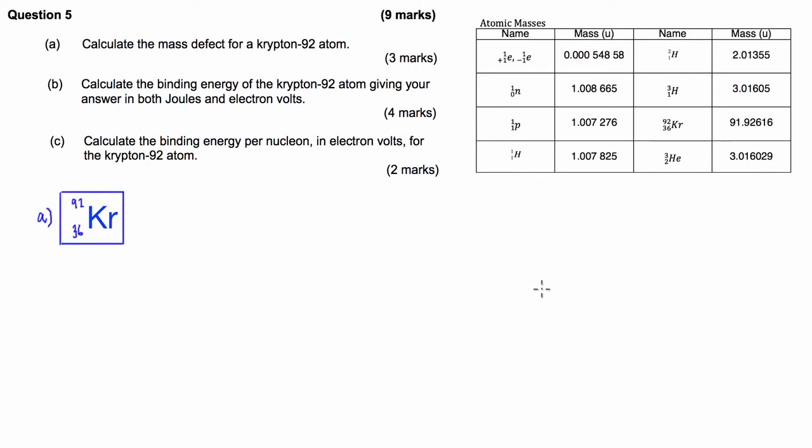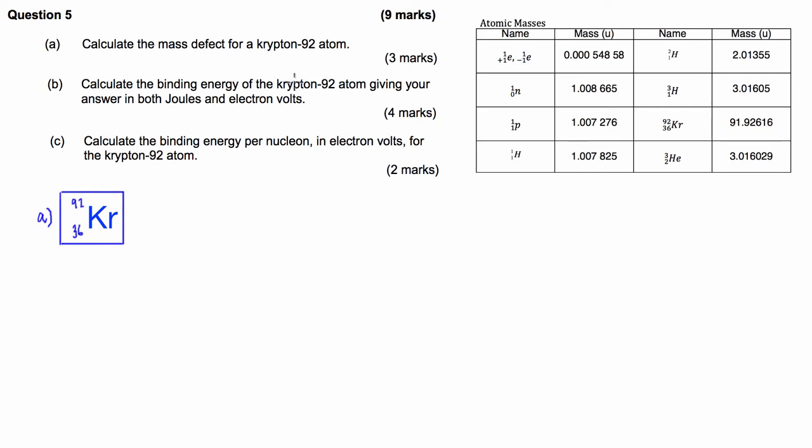G'day guys, we've got a physics problem on nuclear energy today where we've got to first calculate the mass defect of a Krypton 92 atom. We've then got to calculate the binding energy of a Krypton 92 atom, which we have to express in both joules and electron volts. And finally, we've got to calculate the binding energy per nucleon in electron volts for the Krypton 92 atom. So let's get cracking.